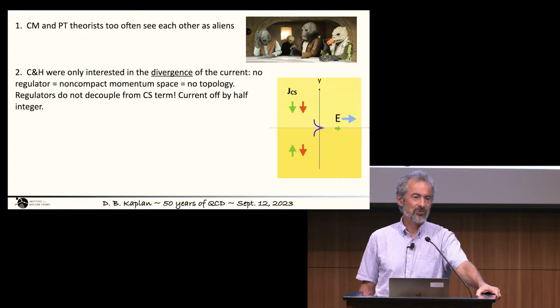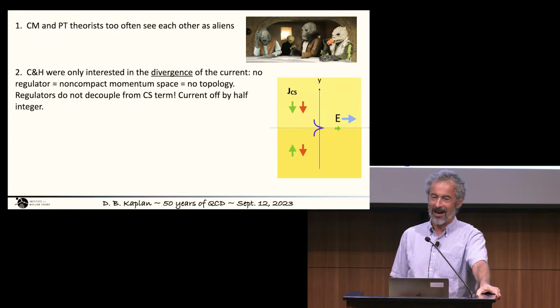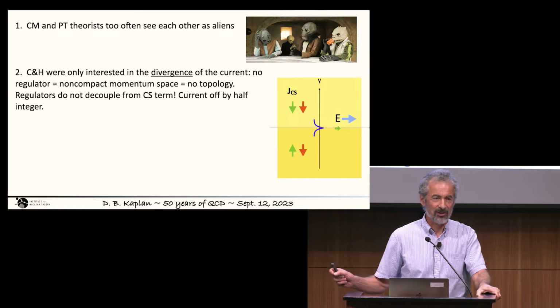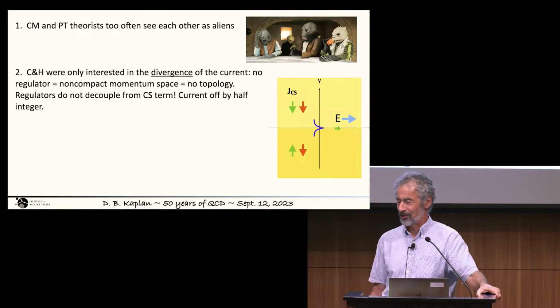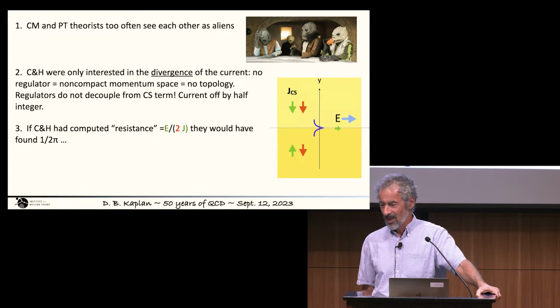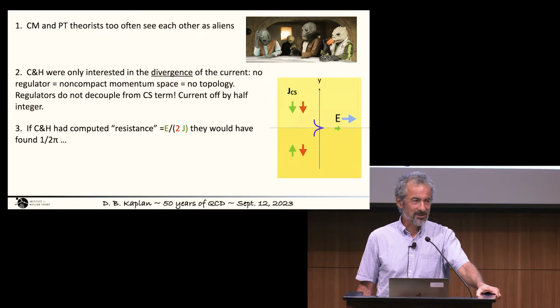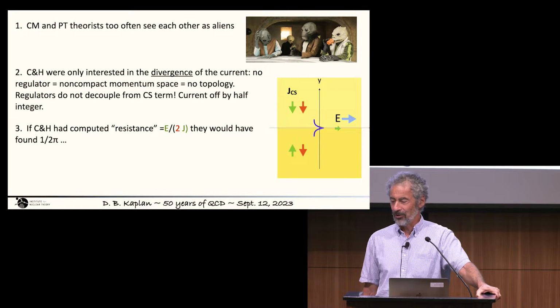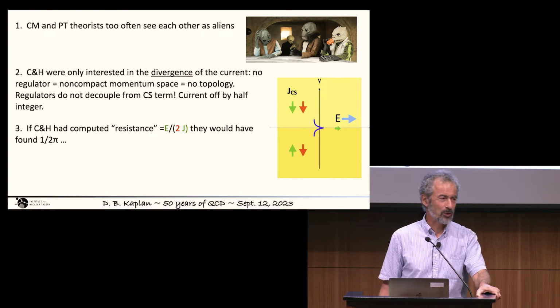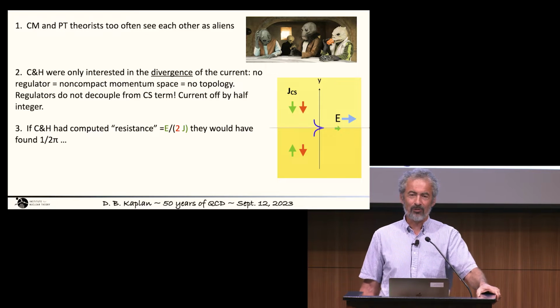If I add a Pauli-Villars regulator, I get the red current that I add to the Callan-Harvey current. So you get twice what they said from one side and nothing from the other side. That does not change their conclusion about the divergence canceling the anomaly, but it changes their conclusion about what the current should be. If they had computed the resistance, correcting for the factor of 2, which is sort of a strange thing for a particle theorist to compute, if they took the electric field and divided by twice their current, they would have found 1 over 2 pi.